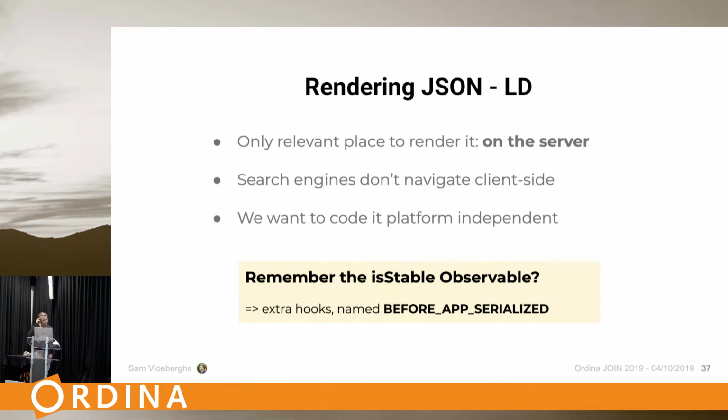And now we come back to the isStable observable. The isStable observable also gives you extra hooks. And those hooks you can add to your application using the before app serialized token in Angular.